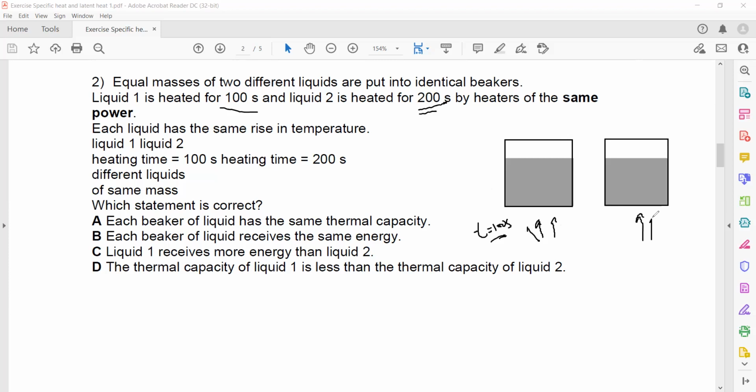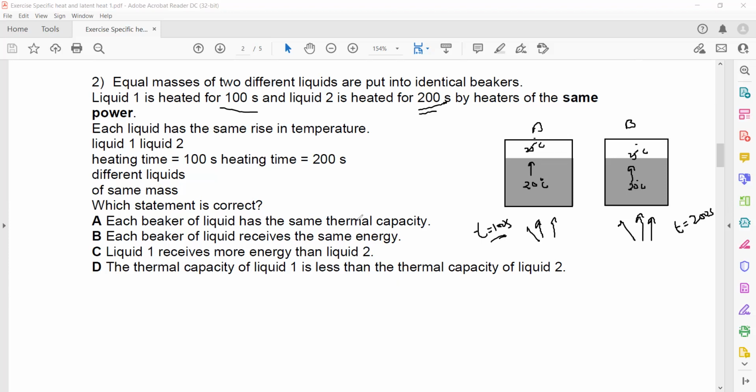So we supply heat energy to liquid 2 for 200 seconds by the heater with the same power. The heater which is used to supply heat energy has the same power. Each liquid has the same temperature change, so the temperature change is also the same for both liquids. If the temperature change for container A is from 20 to 25, container B is also from 20 to 25. We have to identify which statement is correct.